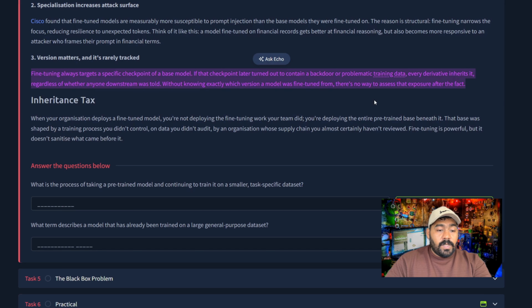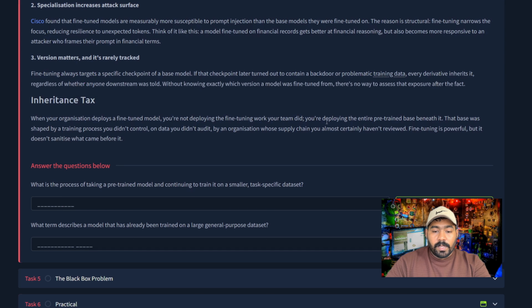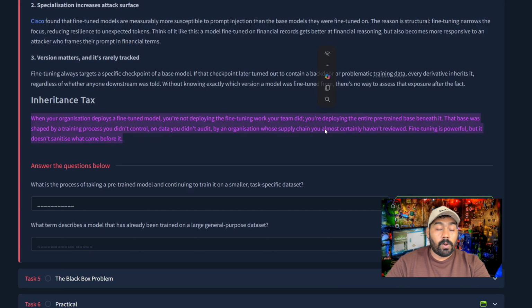So, when your organization deploys a fine-tuned model, you are not deploying just the fine-tuning work your team did. You are deploying the entire pre-trained base beneath it. That base was shaped by a training process you didn't control, on data you didn't audit, by an organization whose supply chain almost certainly hasn't been reviewed.